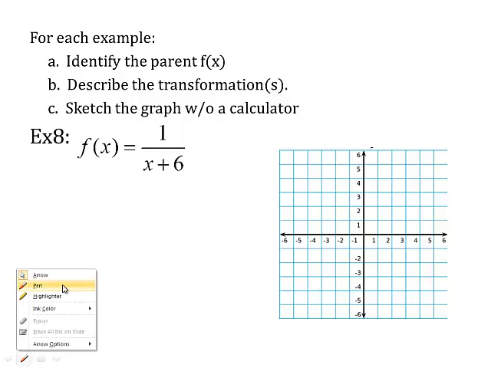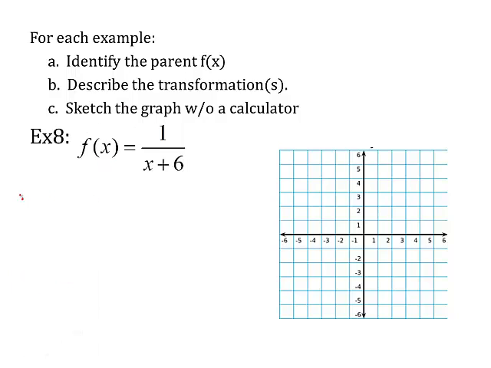On this one, identify the parent. Well, the parent function is my rational function. And transformations, well, all that's happening is something with the x here. It's plus 6, so that means I'm going to move it left 6 units, and that's it. And then I sketch it.